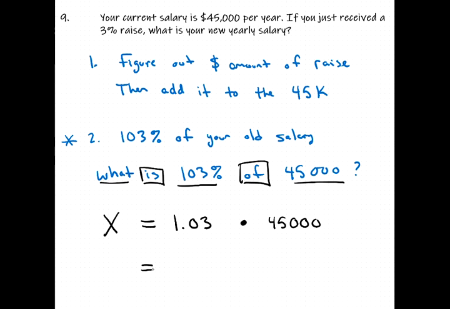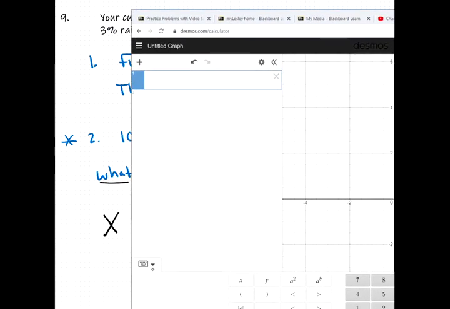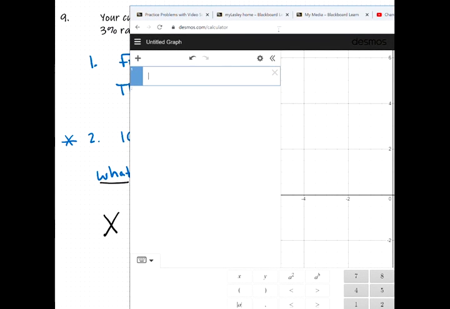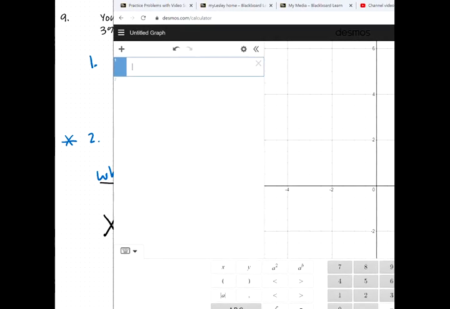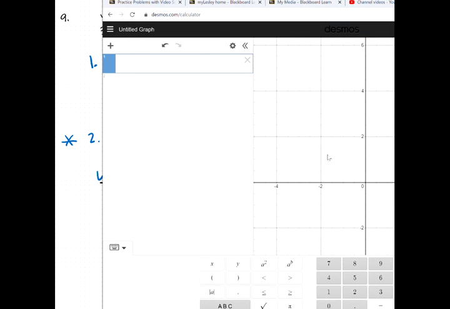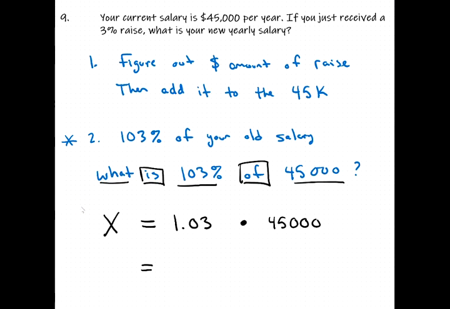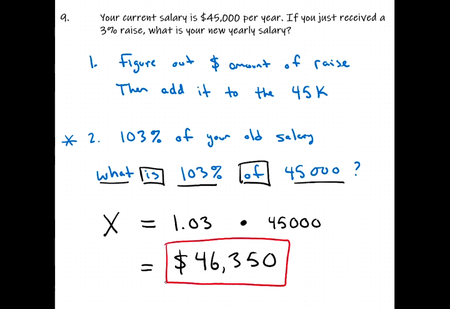bring over the Desmos calculator, and there we go. So 1.03 or 103% of 45,000. So we are earning $46,350. And that does it. That is our final answer.